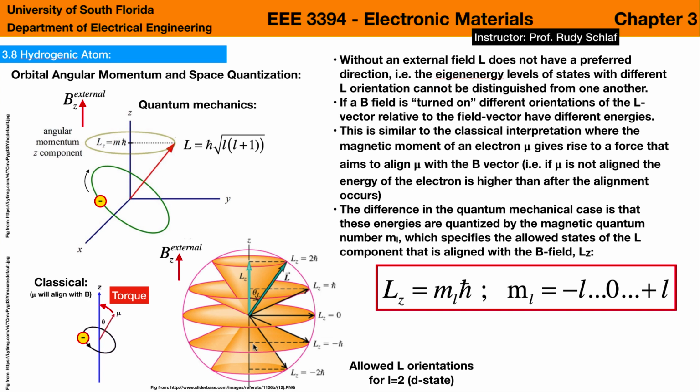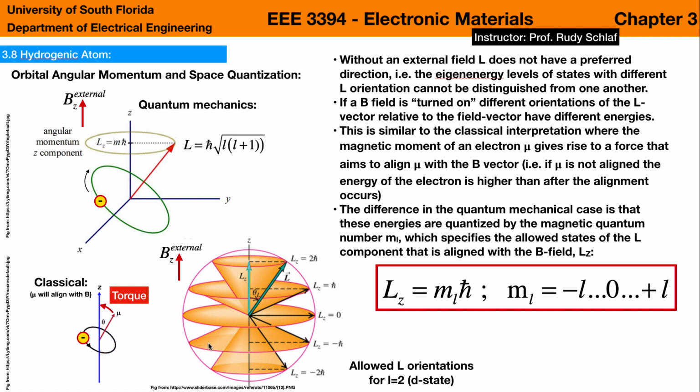So in this picture here, you see the allowed L orientations for a D state, right? When L is 2, it goes from minus 2 through 0 to plus 2. So we get 5 orientations that are allowed of the L vector relative to the magnetic field vector. This here also means that the energy values of each of these states are different. And so the degeneracy of the L orientations, the energies of the L orientations, is no longer valid.